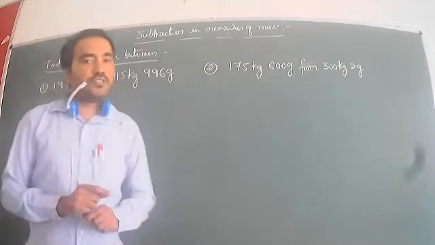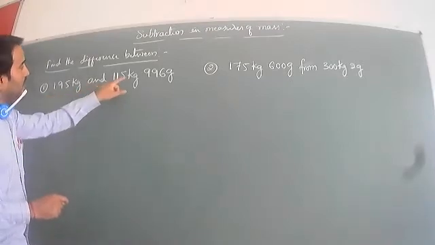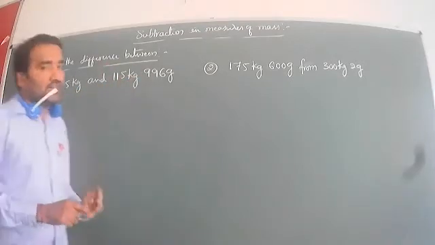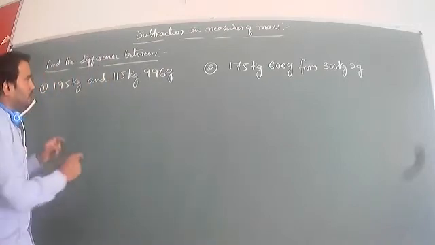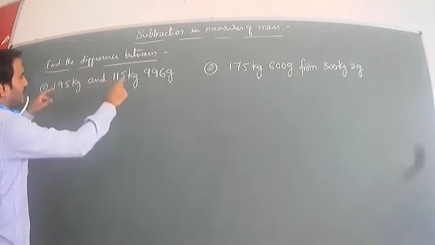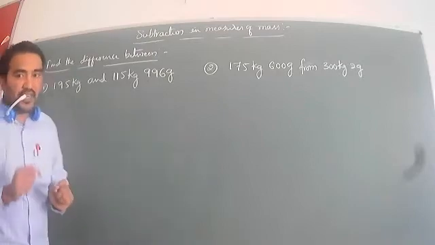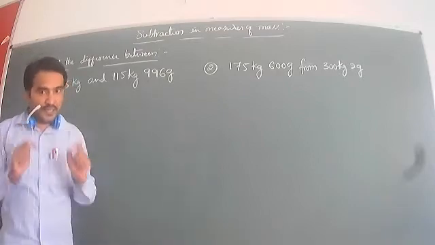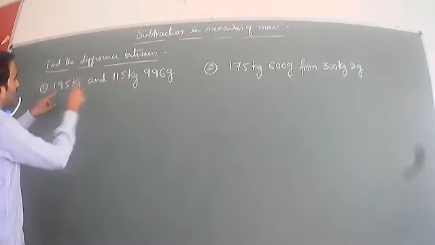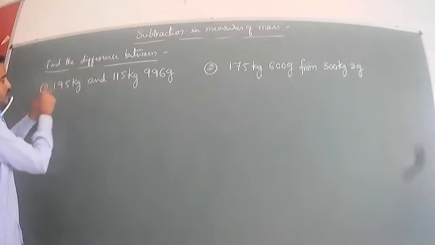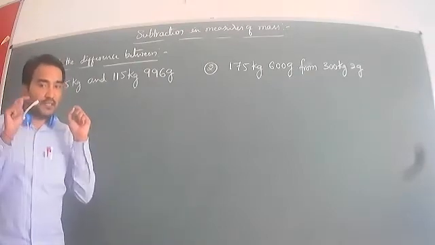Look at this first question: 195 kg and 115 kg 996 gram. We compare the bigger unit first. Here the bigger unit is kg, but gram is not given, so we understand there are 0 grams. Comparing the kg, which is bigger? 195 kg is bigger, so 195 kg 0 grams is greater.